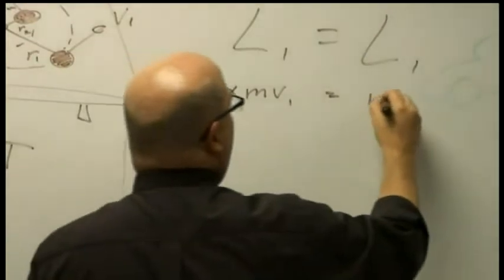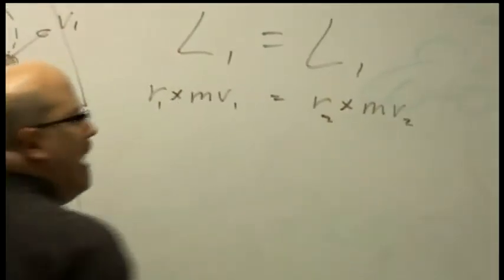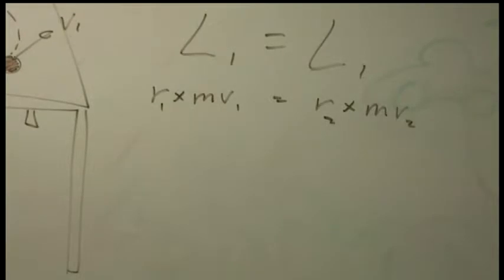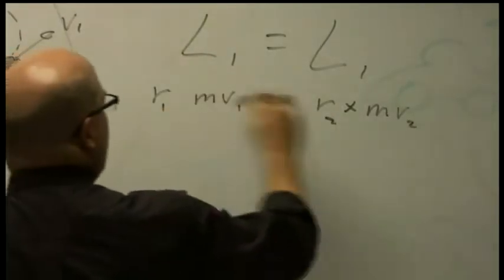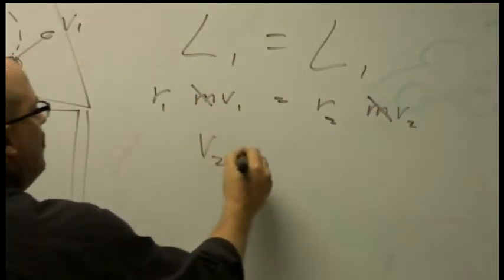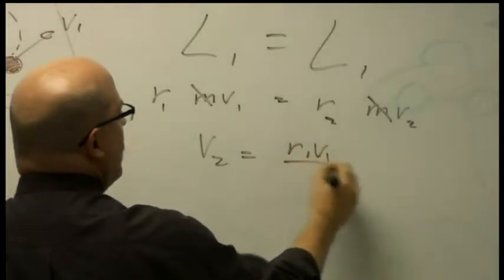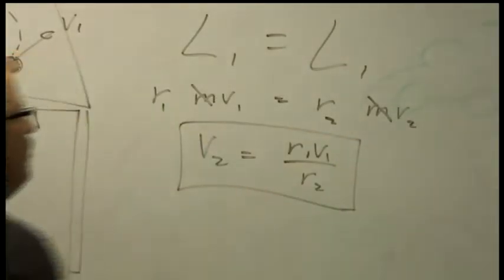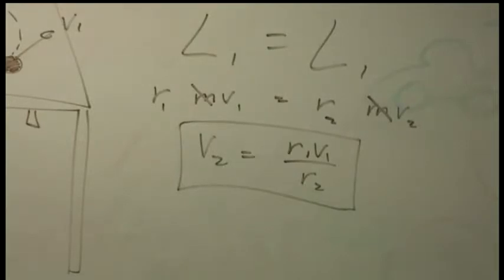I omega, or R cross MV. Is it a sphere? This is a small lumpy mass. Let's do R cross MV. R cross MV1 equals R cross MV2. Do we have to worry about the cross product? We're at 90 degrees, right? So that goes away. Does the mass go away? So my velocity 2 just equals R1V1 over R2. Notice that if R2 is smaller, the velocity goes up. If R2 is larger, the velocity goes down.